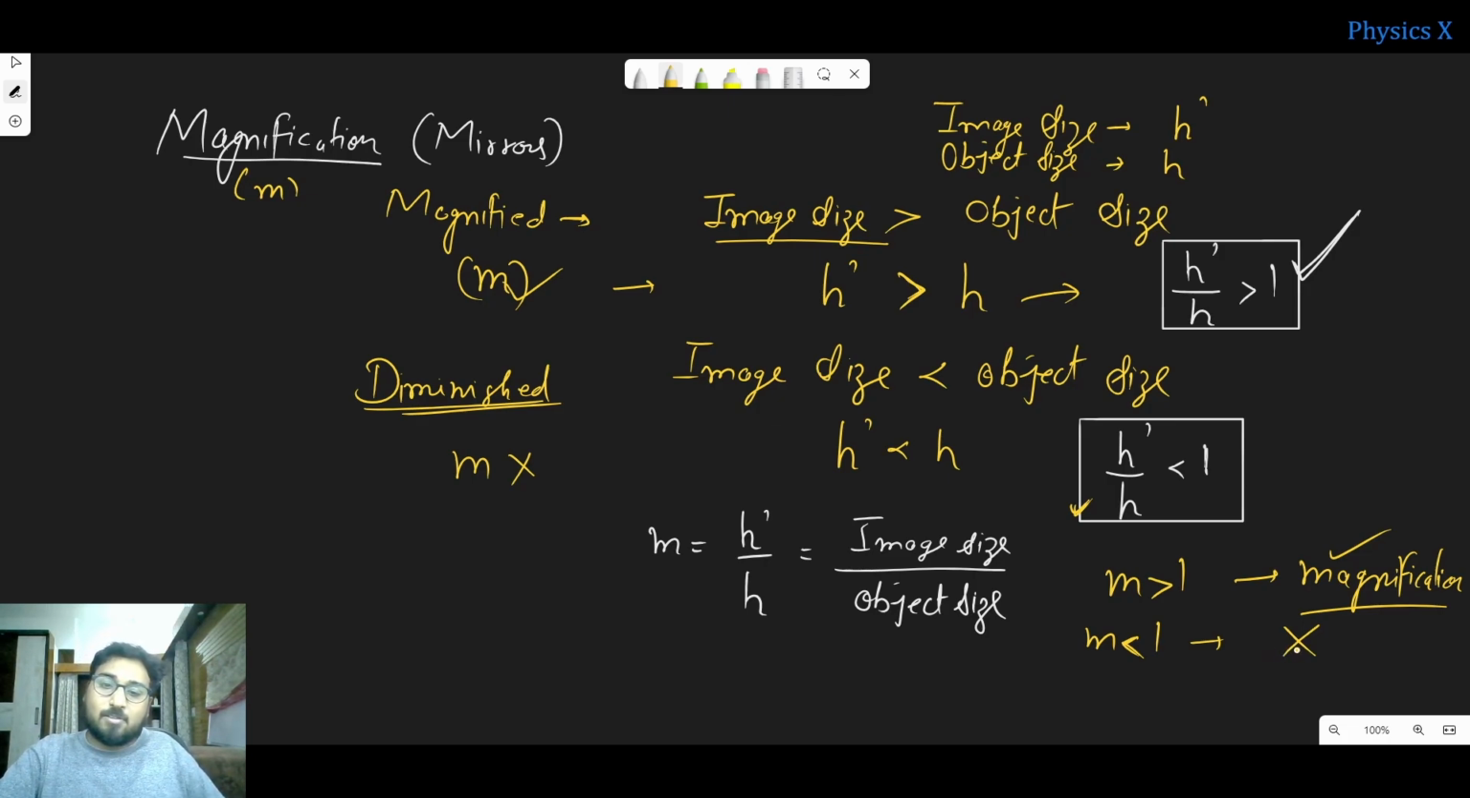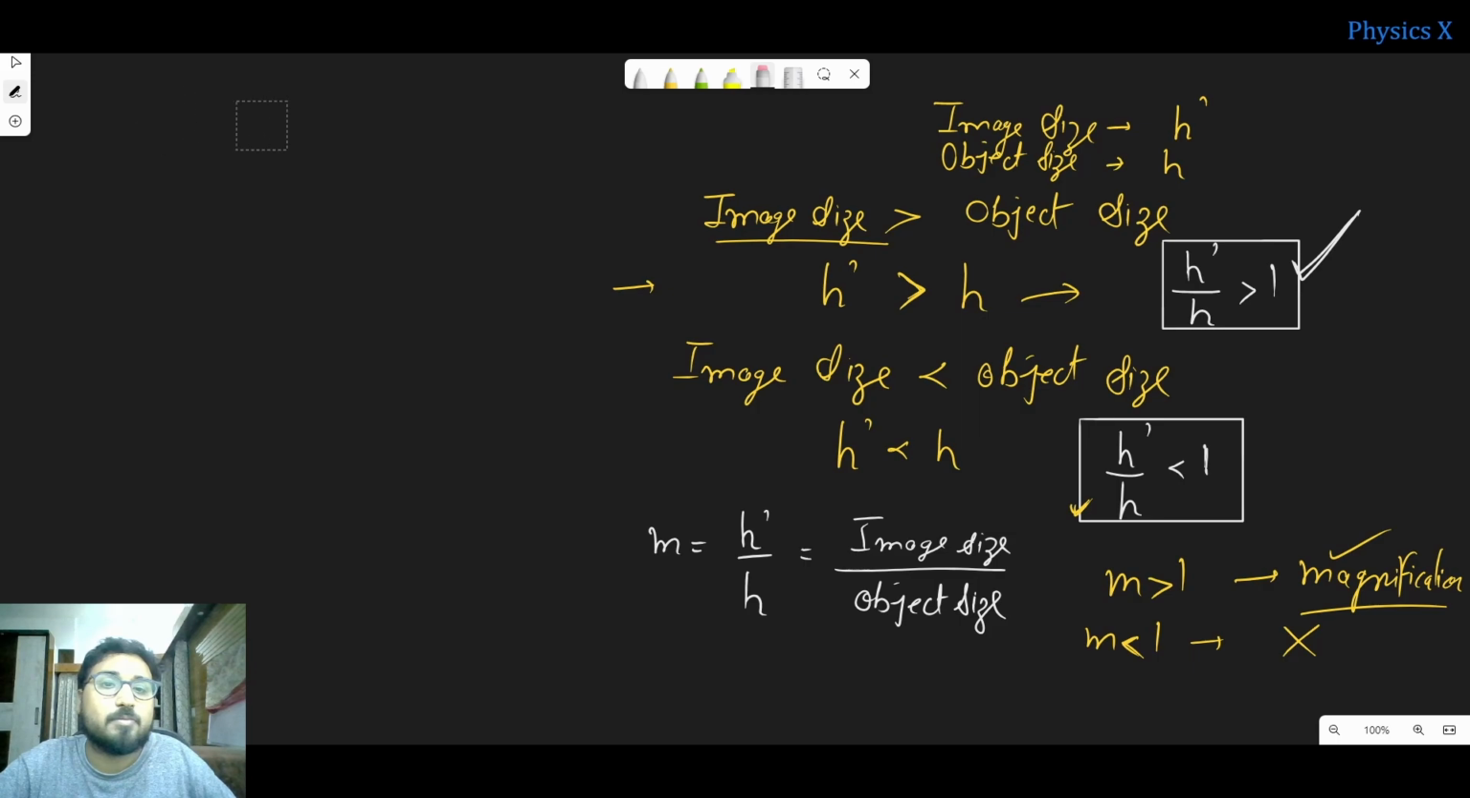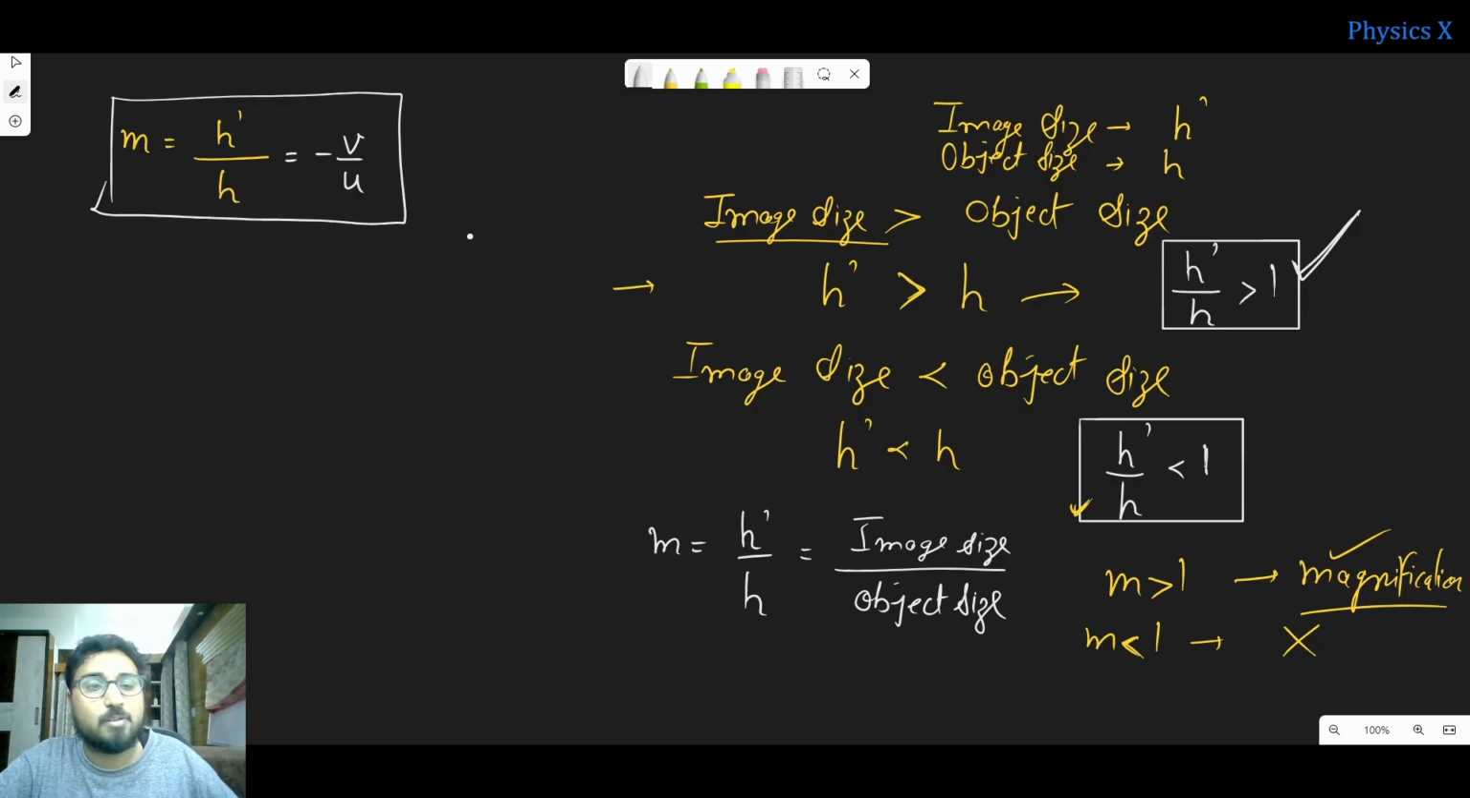So you can see that we now have a formula for this concept. In this way you can understand this magnification. So what we understood is that magnification is nothing but the ratio of image size to object size. Also, if we extend this relation, this is also governed by V by U, just put a minus sign in front of it. This magnification is for mirrors.